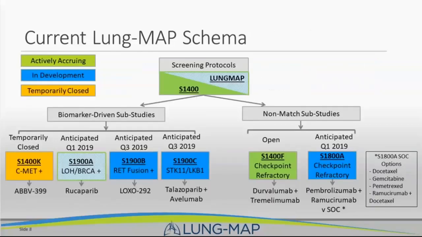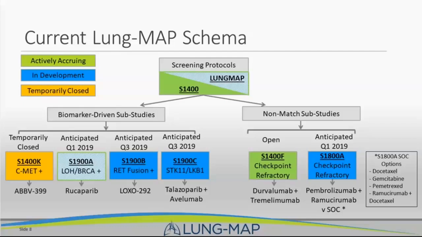So this is an overview, and I'm going to explain what the little colors and boxes mean. We have the overarching structure of S1400 in green, which was our original protocol. And you can see that right above it in the blue part of the box, we have the new screening protocol that is emerging, LungMap. Under the old screening protocol, S1400, we have the studies that are appearing in solid colors. So as I mentioned, S1400K that is temporarily closed. And then in the non-match category, S1400F that is currently open and enrolling patients.